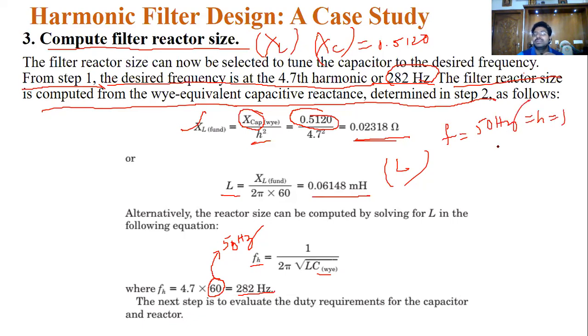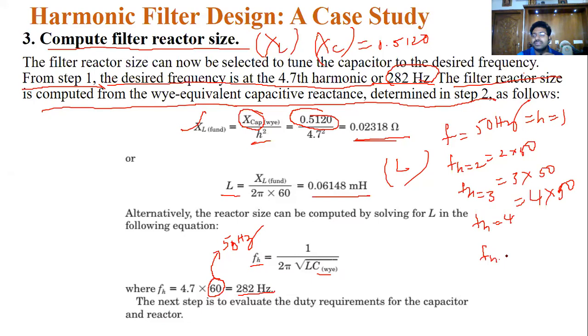Now you know that F is equal to 50 Hz, the fundamental, so H is equal to 1 in this case. So FH for H equal to 2 is nothing but 2 into 50. FH for H equal to 3 is nothing but 3 into 50. Simple calculations. FH for H equal to 4 is nothing but 4 into 50. In our Indian system, FH for H equal to 5 is nothing but 5 into 50. No calculators are required for this one. So that's why here they take, in our Indian system, 4.7 into the 50.